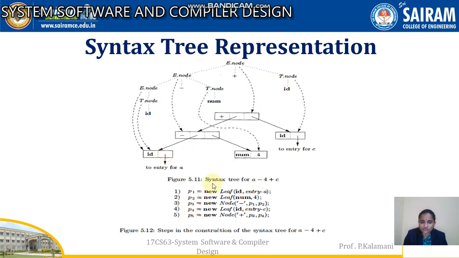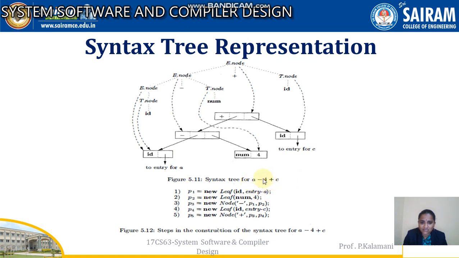Suppose, for example, we want to construct a syntax tree for a minus 4 plus c. First, which operation should be performed here? Because minus and plus are both at the same precedence level, we go from left to right: a minus 4. First, a is an identifier, so a new leaf node will be created for a: ID comma entry for a. What is the a value? That entry a, the leaf node will be created.